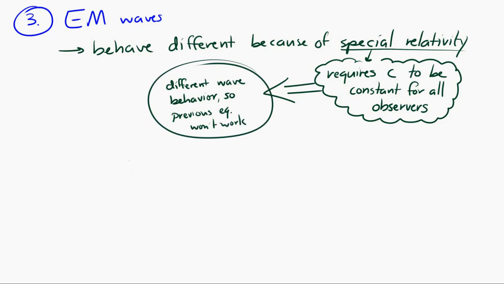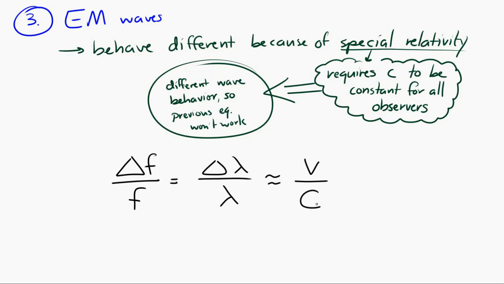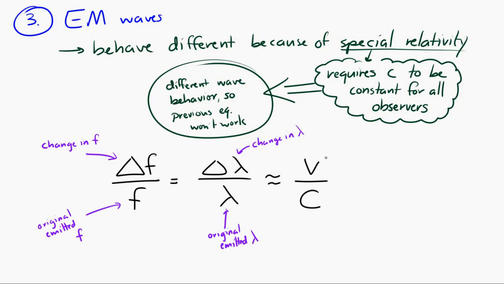Delta f over f is equal to delta lambda over lambda, which is approximately equal to v over c. So delta f is the change in the frequency. f is the original frequency emitted by the source. Delta lambda is the change in the wavelength. Lambda is the wavelength of the wave emitted by the source. v is the speed of the observer or the source, whichever one is moving, and c is the speed of light.